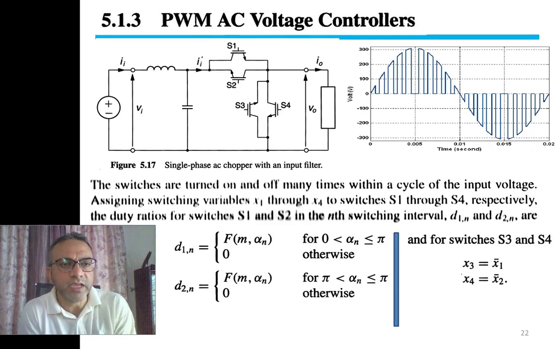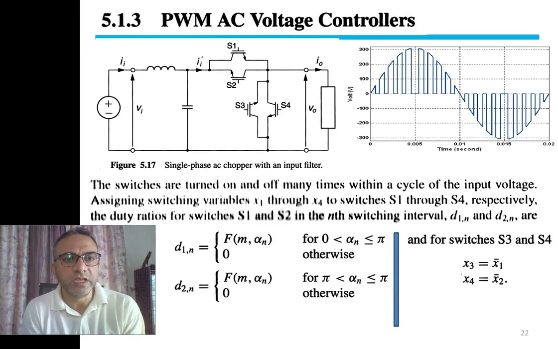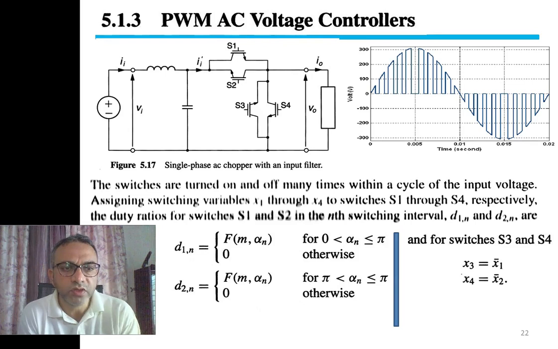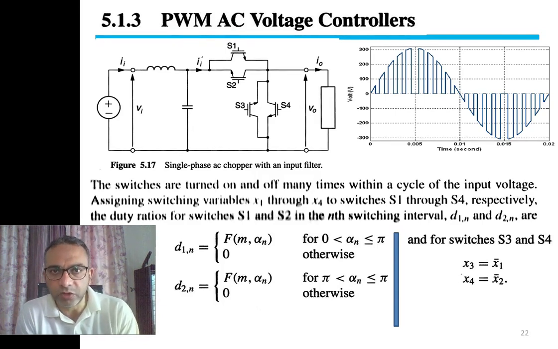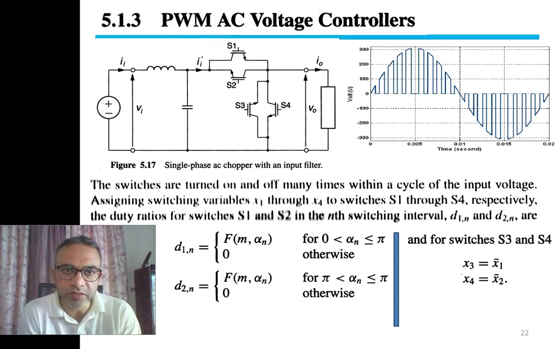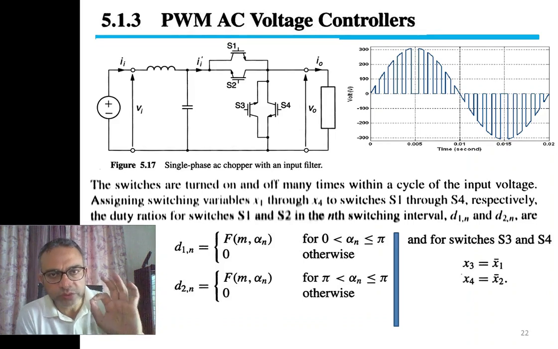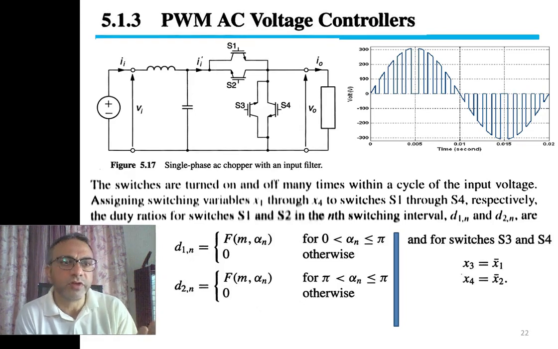So when the input sine voltage is positive, then switch S1 will be turned on, and as switch S1 is turned on, the input voltage is available at the output voltage. And during this time, switches S2, S3 and S4, all these three switches, are off, they are open, they are not working.